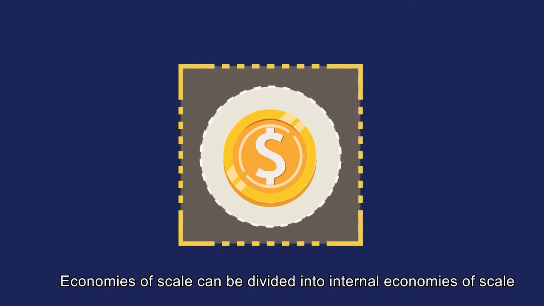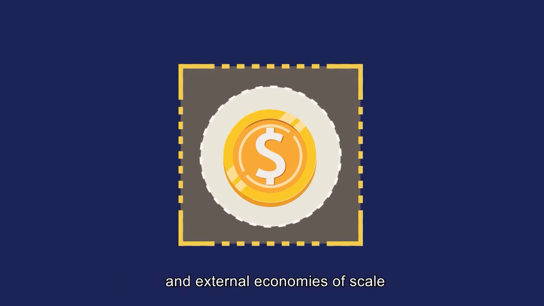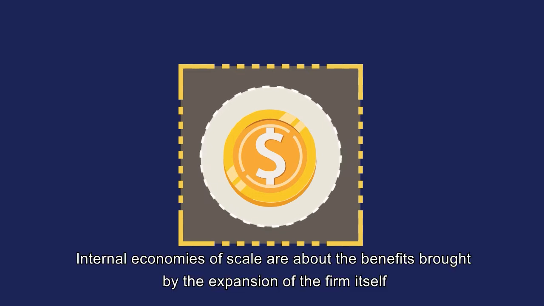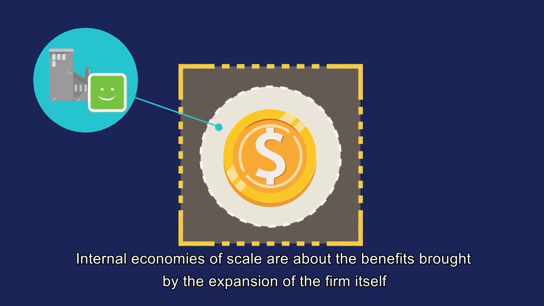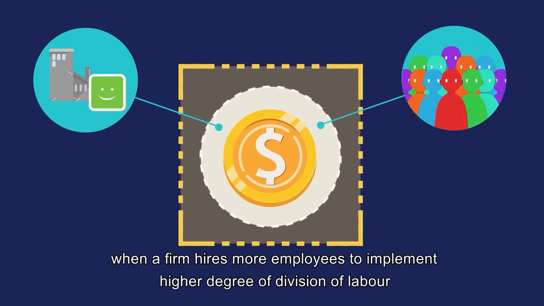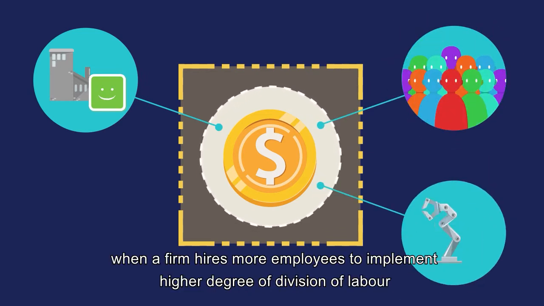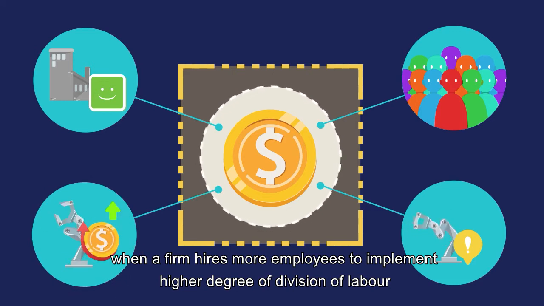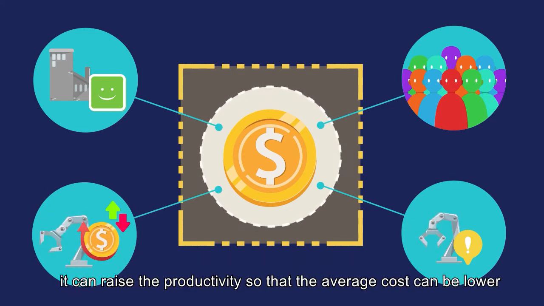Economies of scale can be divided into internal economies of scale and external economies of scale. Internal economies of scale are about the benefits brought by the expansion of the firm itself. For example, when a firm hires more employees to implement a higher degree of division of labor, it can raise the productivity so that the average cost can be lower.